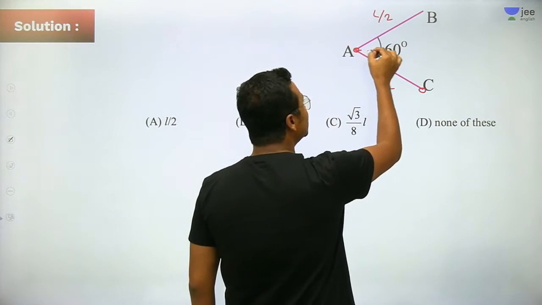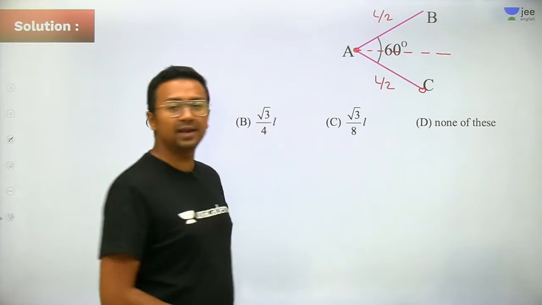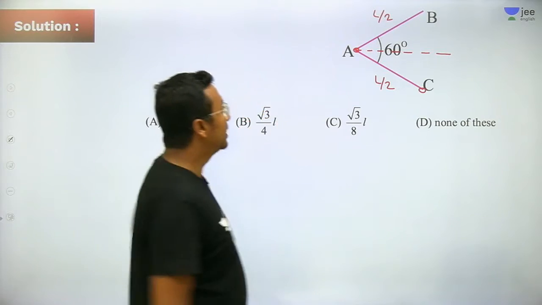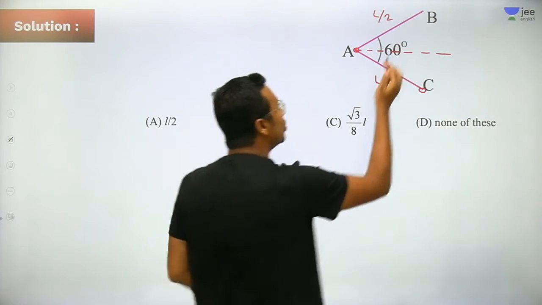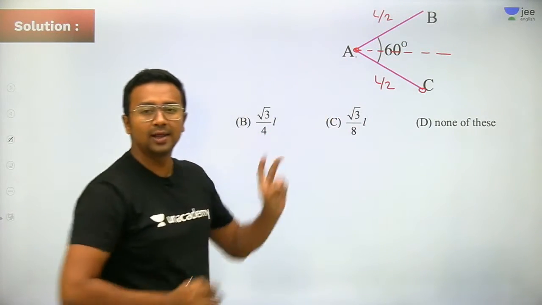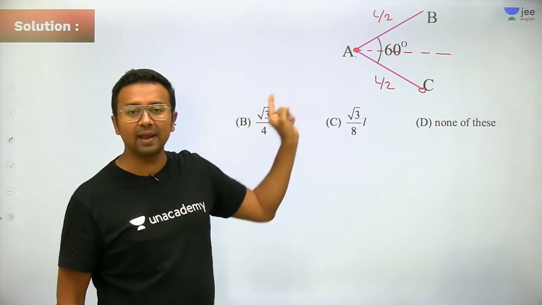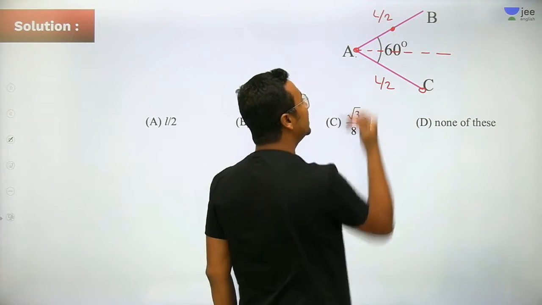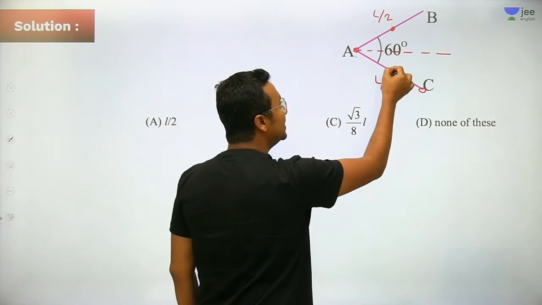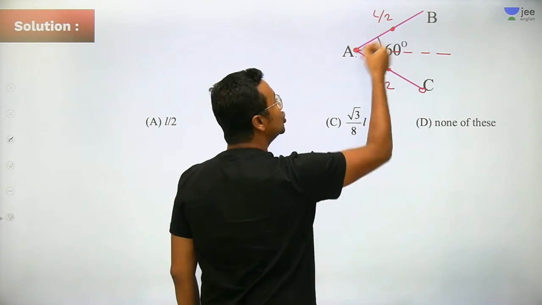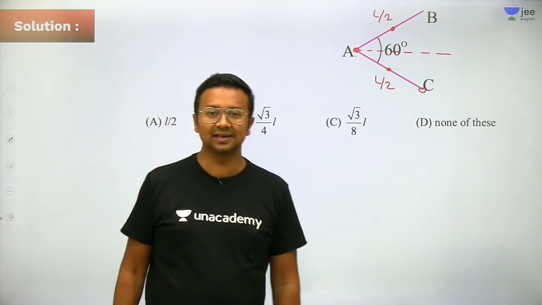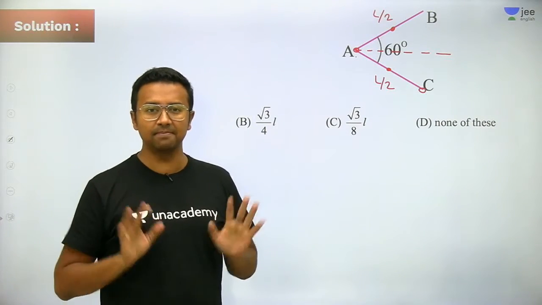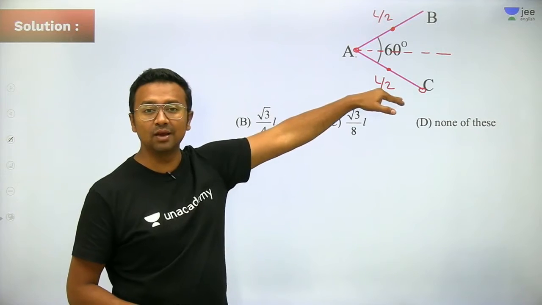So let me just draw a line that is an angle bisector to this 60 degrees. Clear? Now the center of mass of this portion of the rod, from A to B, will lie somewhere at the center. And the center of mass of this rod will lie somewhere out here. So the total mass, let's say, is equal to M.